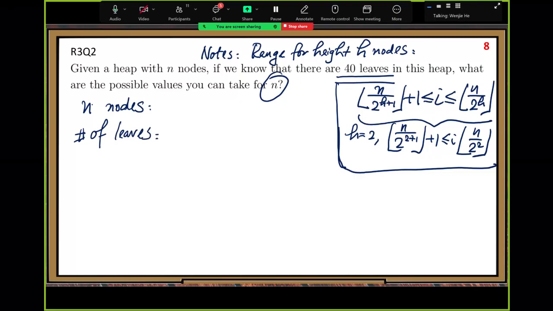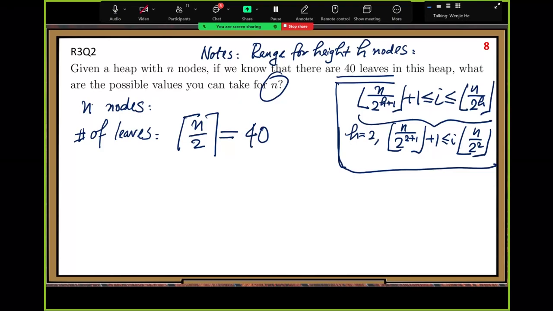You can find it in the notes, right? Everything, all the formulas we used here, you can find in the notes. Number of leaves, ceiling function n over 2. This is the expression for the number of leaves. And so we can set up the equation equal to 40. Then we need to find all the possible values for n. So we need to solve this simple equation.